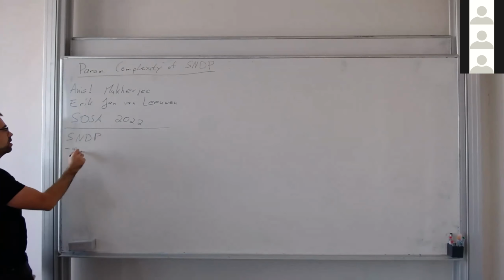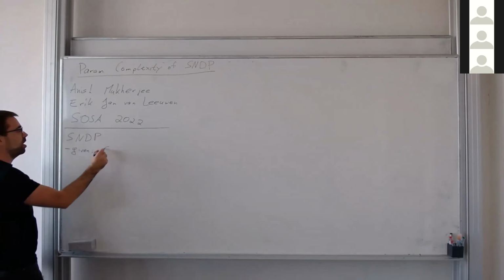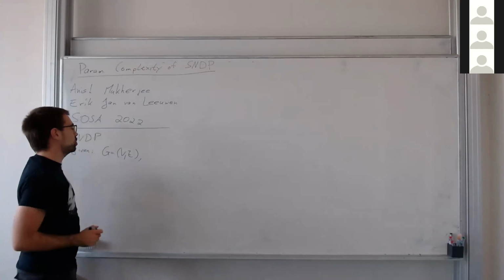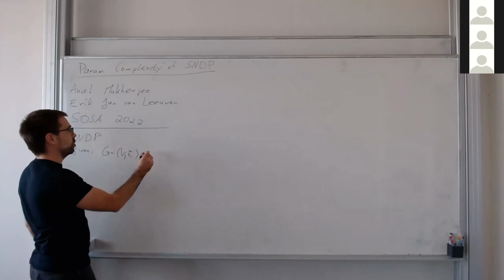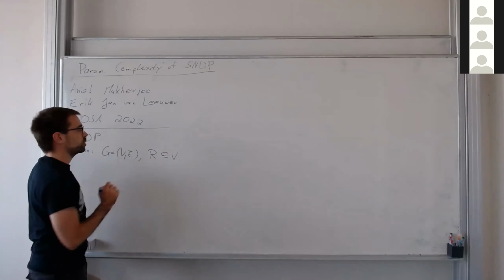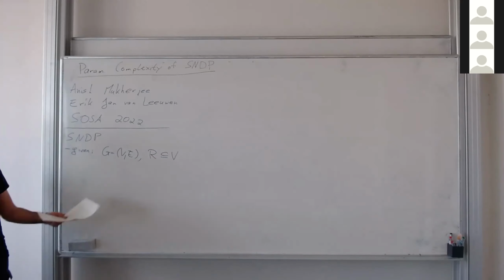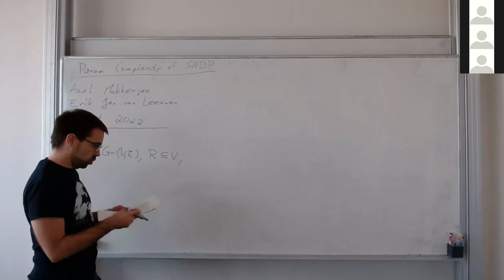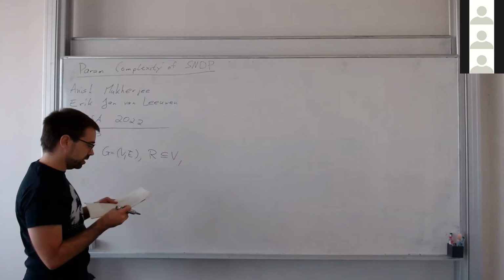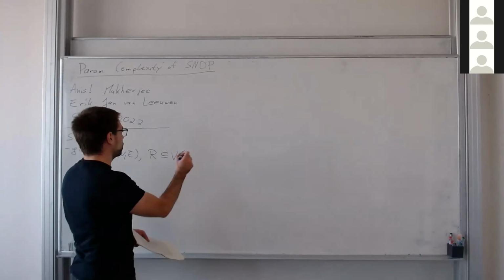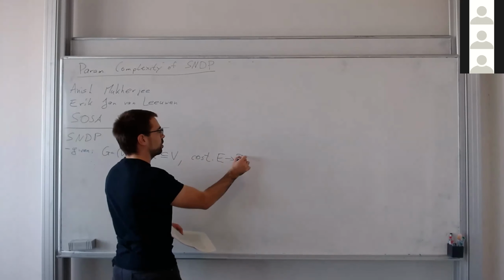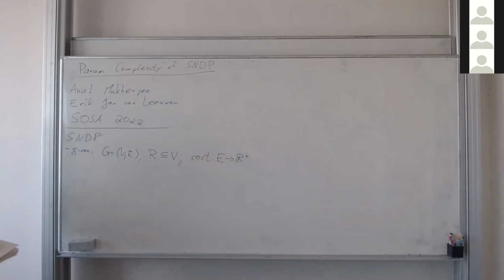you are given some graph, vertices and edges. You are given a set of terminals, a special set of vertices, which we call R. These are the terminals. And the idea is you want to somehow connect these terminals in the cheapest possible way. Cheap means that there is some weight function or cost function. Here it's called cost. It's a cost function on the edges, and all the edges have non-negative costs.